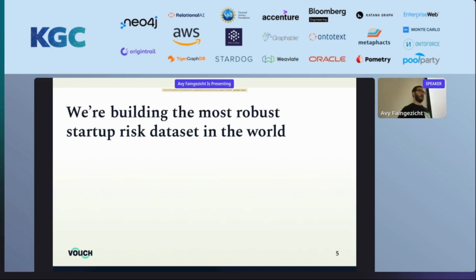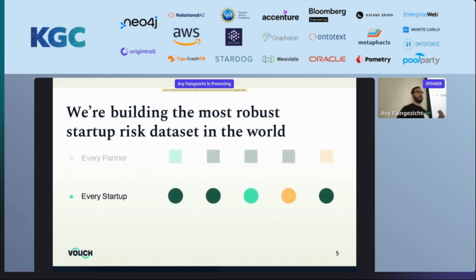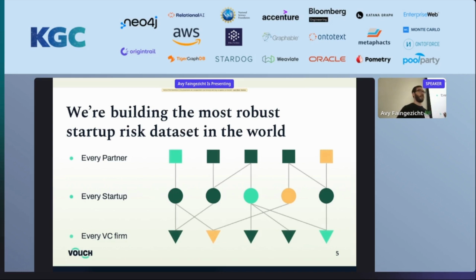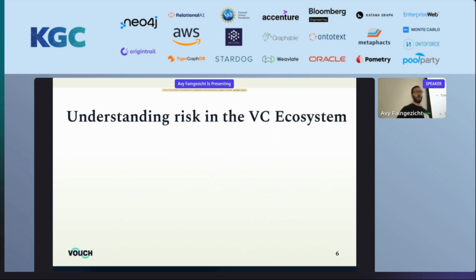It's not just a data set about startups, it's about their risks and what kind of risks they're taking on as a company. So we have every single startup, every one of the partners, and every one of the VC firms that they're working with. And of course, that makes for a pretty nice graph. There's lots of connections, lots of data that's embedded in this network.